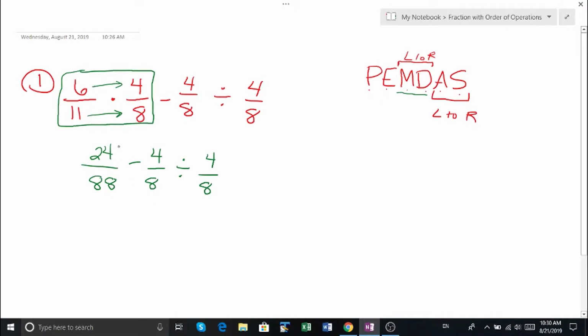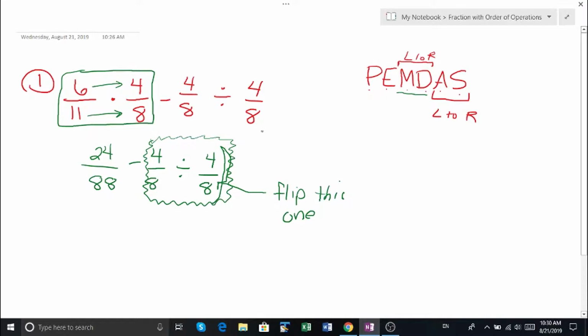Okay, so now that we've taken care of that multiplication, we now have subtraction and division. And we can see from PEMDAS that division is next. So we're going to look at this portion next. Whenever you divide fractions, you take the second fraction, which is this 4 over 8, and you flip it. So flip this one.